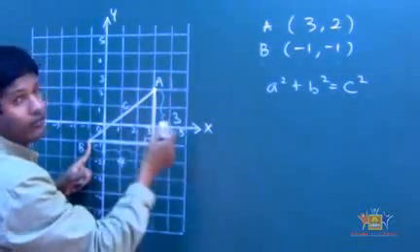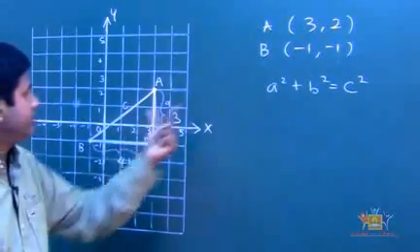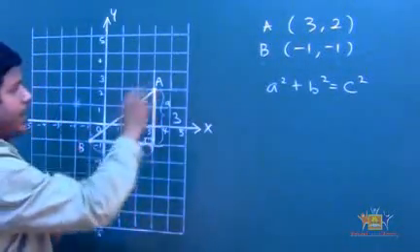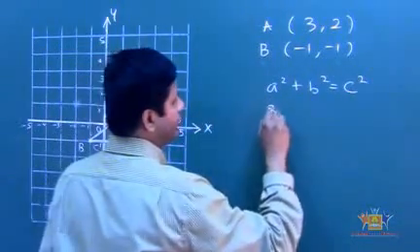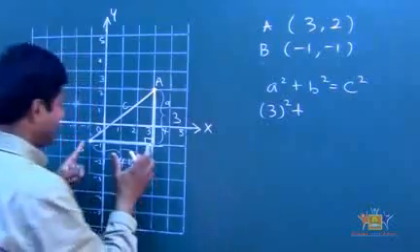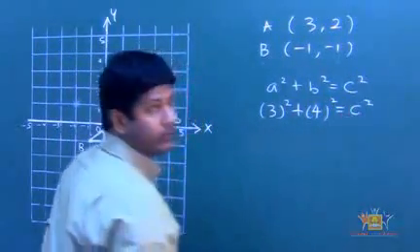And I can label one of them to be A. Let's say this is A and this is B. So now I can just substitute and find the length of AB. So now let's do that. A is, let's say, 3, so we put 3 squared. And B is this one, 4 squared. And we're going to find C eventually.